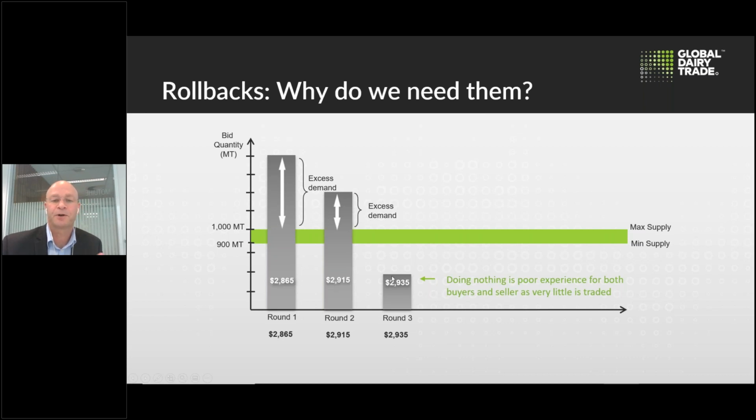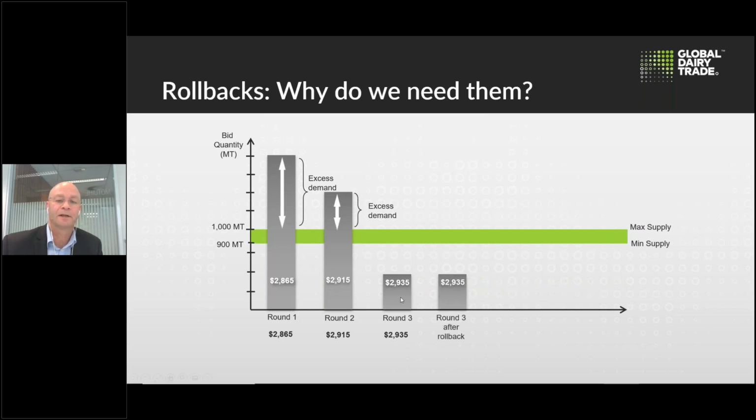And also, it's not a great experience for buyers, because they've spent time going through this auction, and at the end of the day, you've only secured relatively small amounts. So the system then does a rollback, and that's a pretty simple two-stage process.